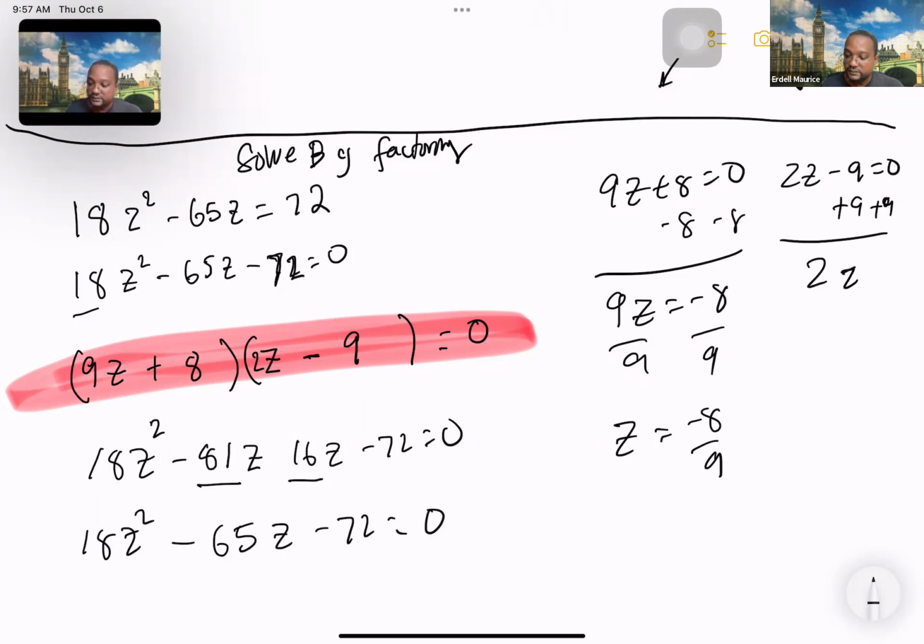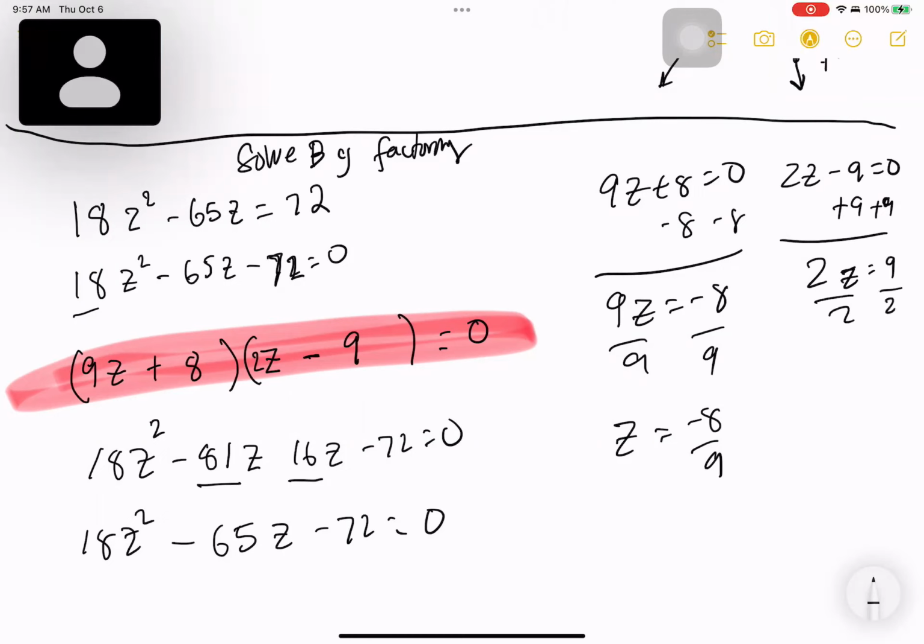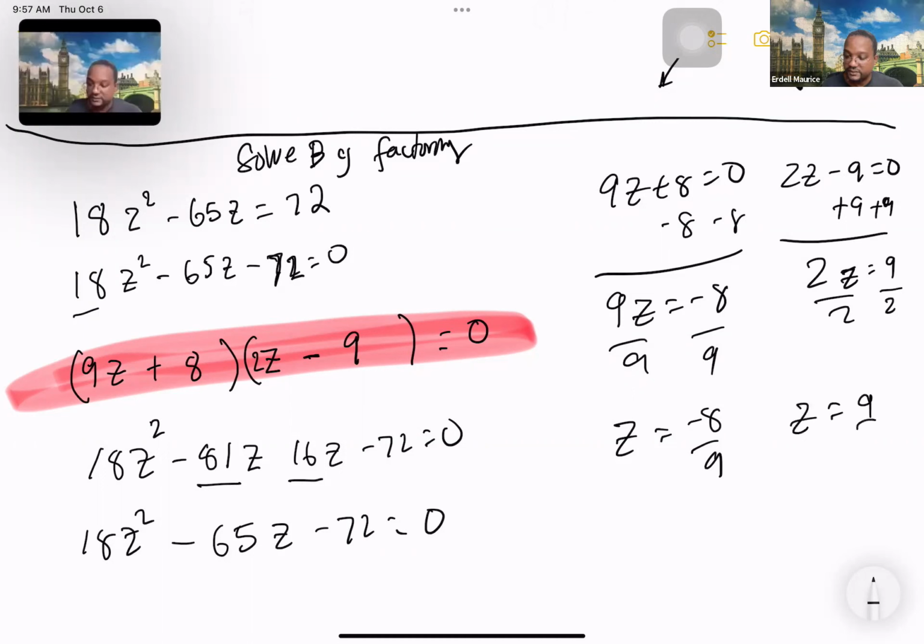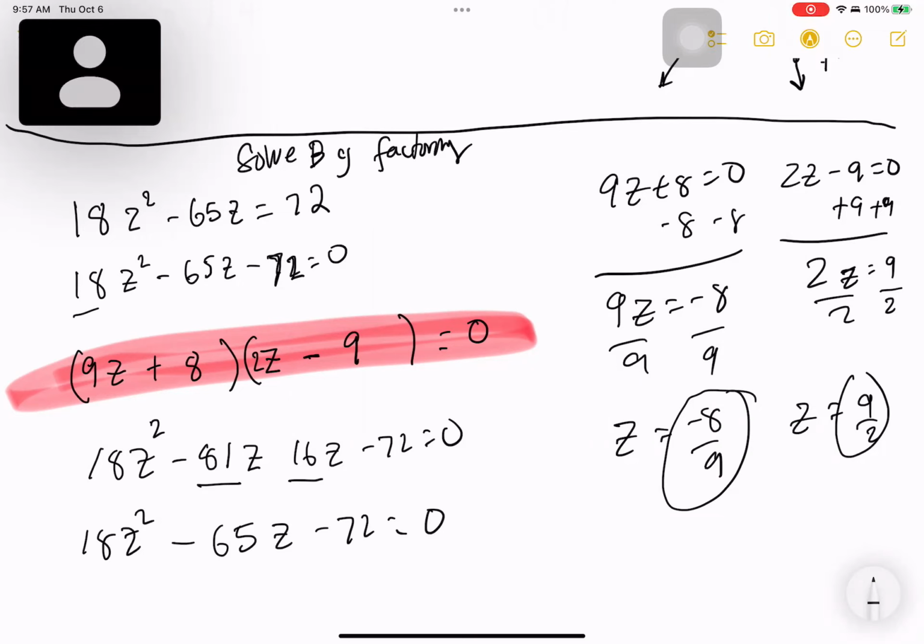2z equals 9. Is it 9/2? Yeah, z equals 9/2. And those are your two answers. Questions there? No. All right.